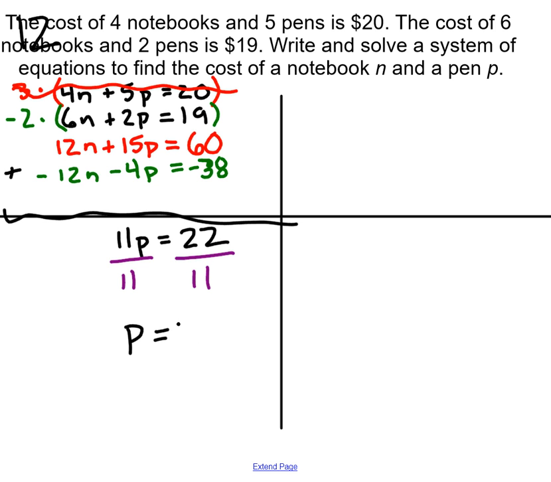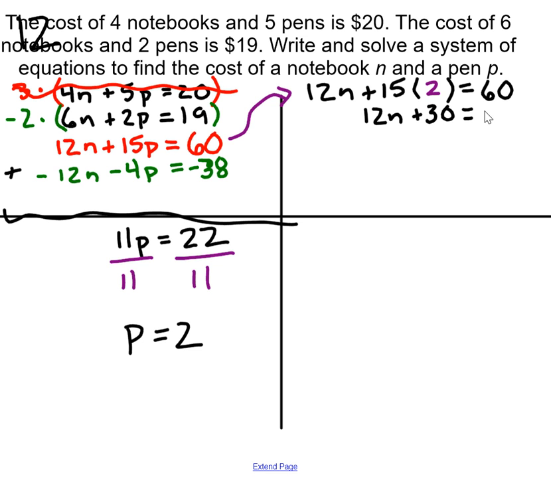Now I can use that, and I'm going to go ahead and use my red equation just because. So I'm going to say 12N plus 15. Instead of a P, I can plug in a 2 there, equals 60. So I get 12N plus 30 equals 60. Subtract 30 on both sides.